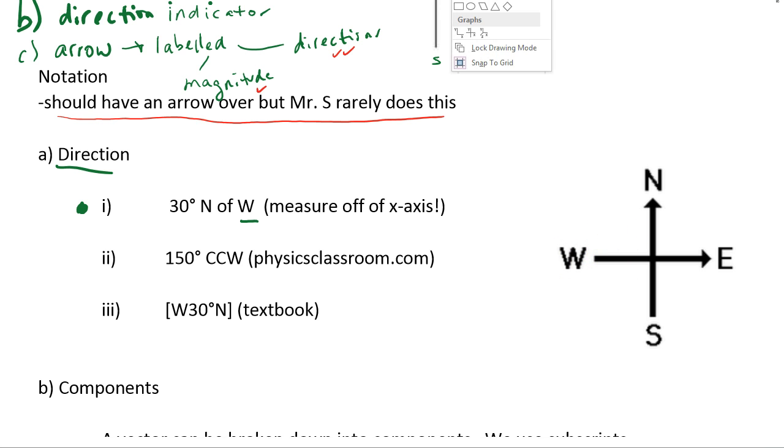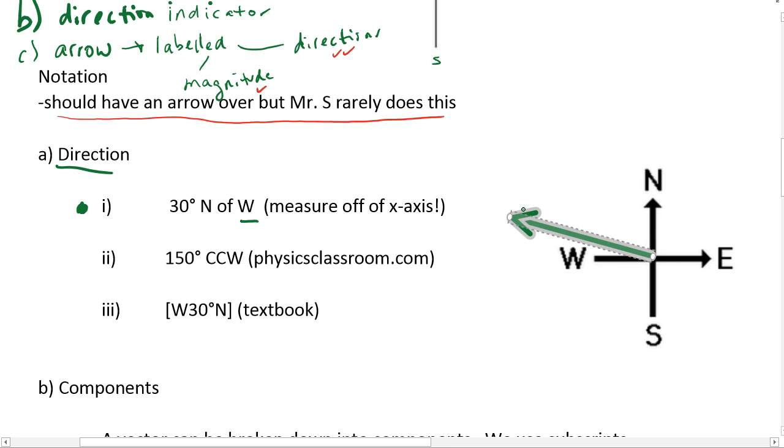I think I'm going to try to find an arrow. See, where's an arrow? There's an arrow. Okay, kind of a weird looking arrow. So there we go. So perhaps that would be our 30 degrees north of west, and then we should label in here 30 degrees. So that would be an example of 30 degrees north of west.